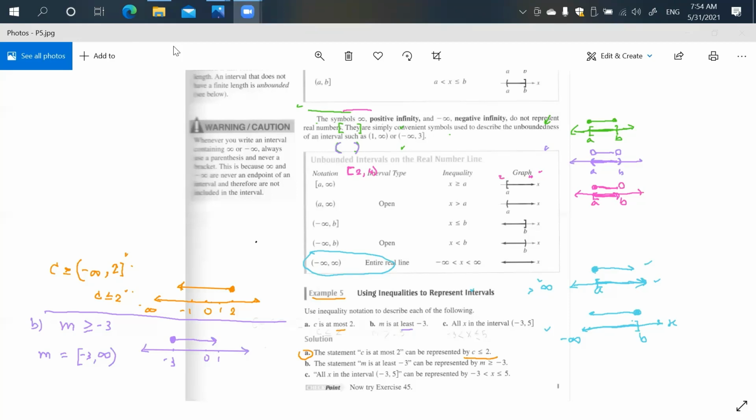Now, next one. Question C. All x in the interval (-3, 5], with a close bracket at 5. In this case, if you write it in the inequality, it becomes x less than or equal to 5 and greater than -3. You have to write it down like this.